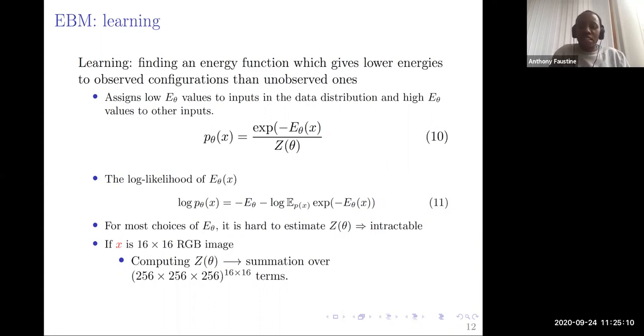So given the energy function of P(x), we can find the log likelihood of this energy function, which is equivalent to, of course, equation 11. And from the previous discussion, we saw that computing this, the normalizing constant Z of theta, is intractable. This is because you need to sum through all the data samples that you have. For example, if your input x is an image of 16 times 16, three-channel image, computing Z of theta will require you to do a summation over 256 to the power of 16 times 16 times 3. So this computation is very expensive.